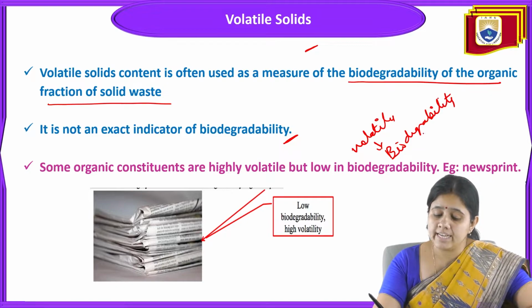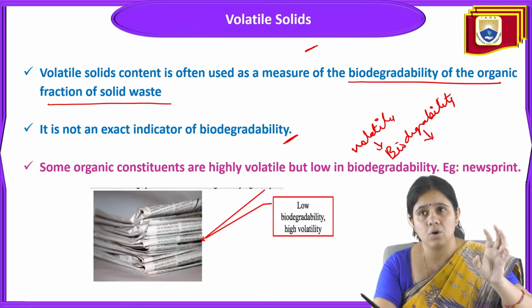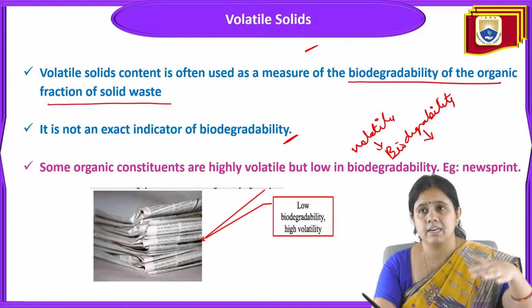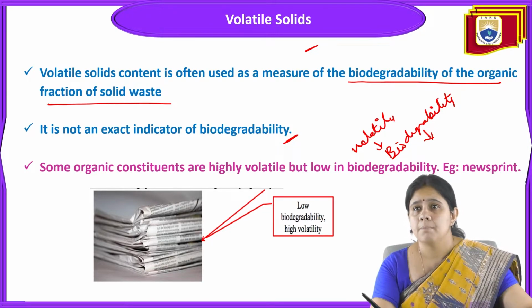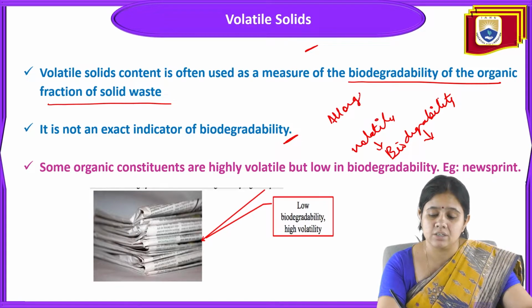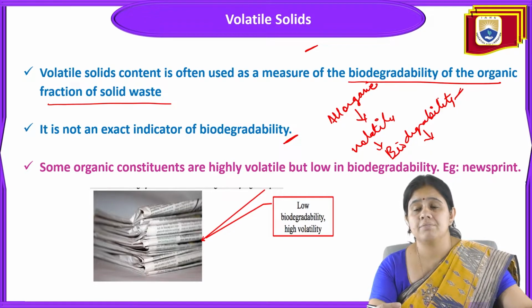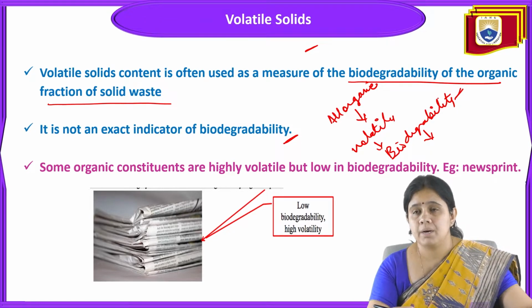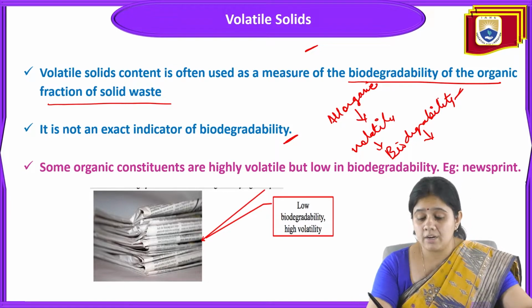But the next point is that this is not always the case. If volatile material is present, it is not necessarily biodegradable. Some organic constituents are highly volatile, but they have low biodegradability. All organic fractions have some volatile nature, but not all are biodegradable. For example, plastic and paper.